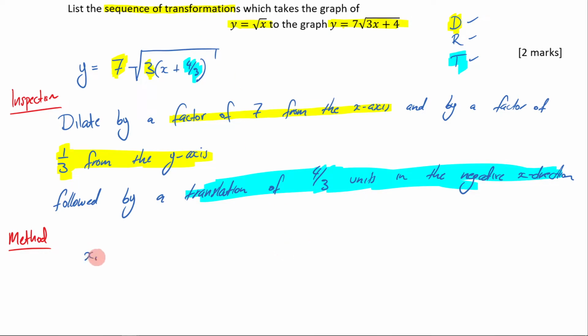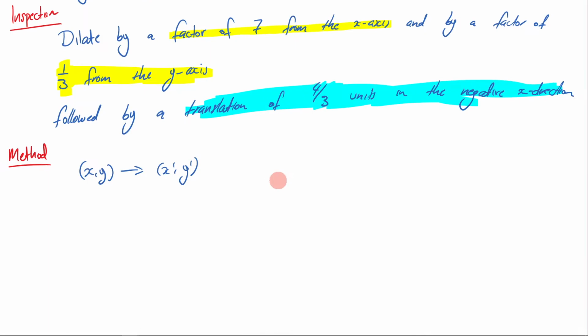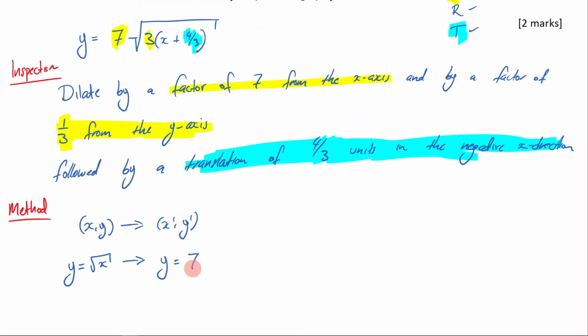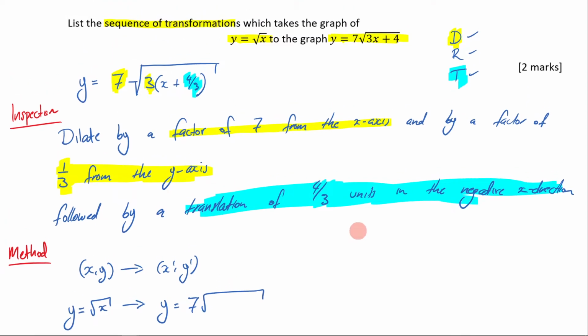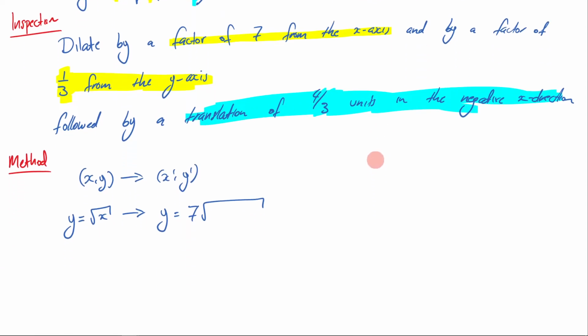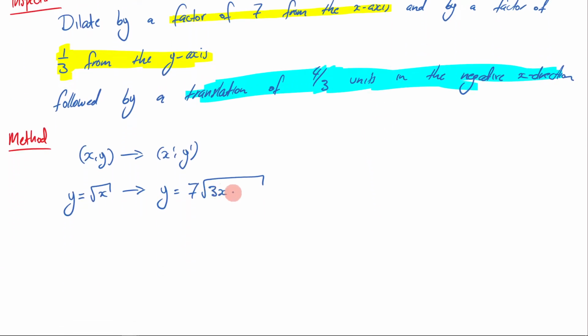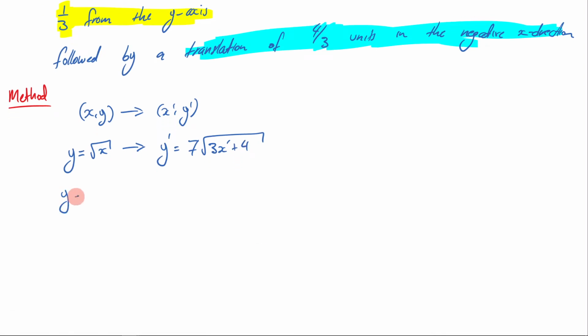So we're starting with a point, and we're going to a new point, x dash, y dash. Our original point is on the graph y is equal to square root of x, and our new transformed point is y is equal to, and then we're just going to write down 7, the square root, and I'm actually going to write it down in the non-factorized version, so 3x plus 4. I'm going to put my dashes on the transformed one because my transformed point exists on the transformed graph.